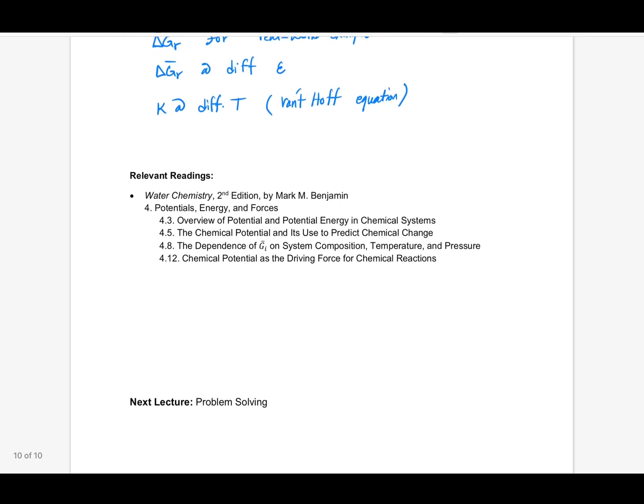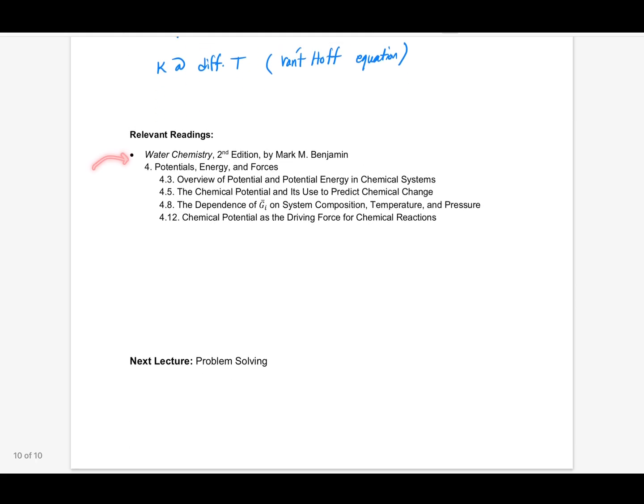And these are the relevant readings coming from the main textbook. This was the last lecture of chapter 1. In the next lecture, we're going to solve some problems, problem solving, all quantitative and sometimes with some touches of conceptual problems, to make you ready for the exam which comes after the problem solving section. Thank you.